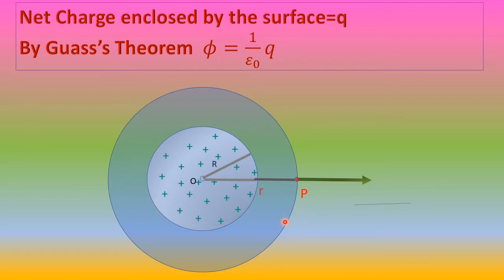The total charge enclosed by this Gaussian surface. Since the charged sphere is inside this Gaussian surface, the total charge in the sphere is the net charge enclosed by the Gaussian surface, that is equal to Q. By Gauss's theorem, the total flux through this Gaussian surface is equal to 1 by epsilon 0 Q.